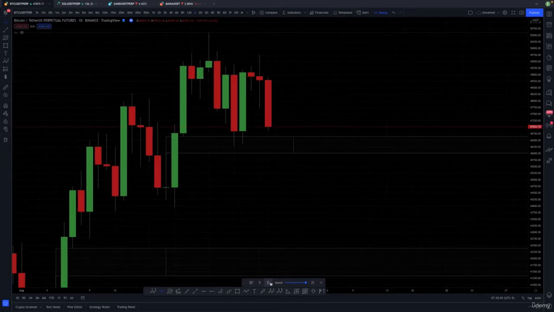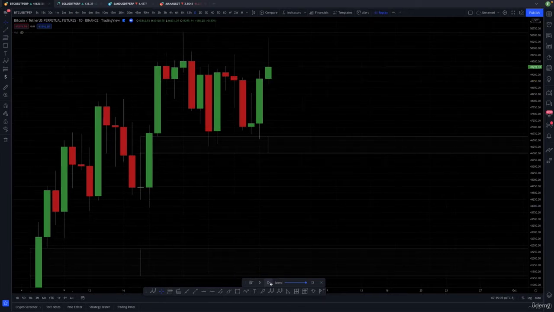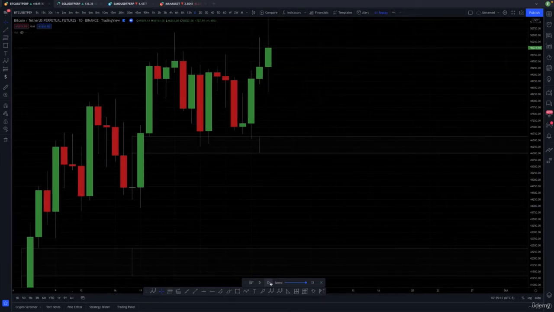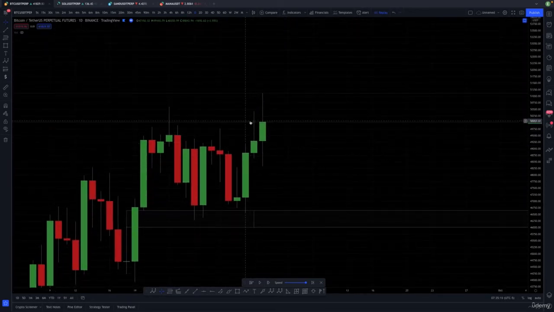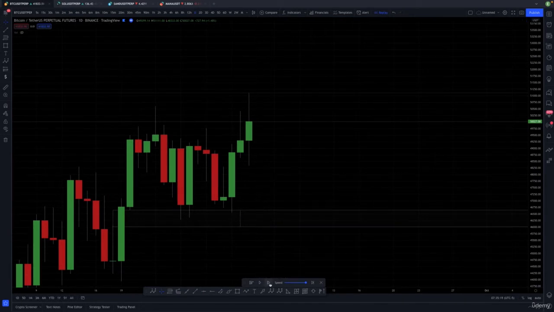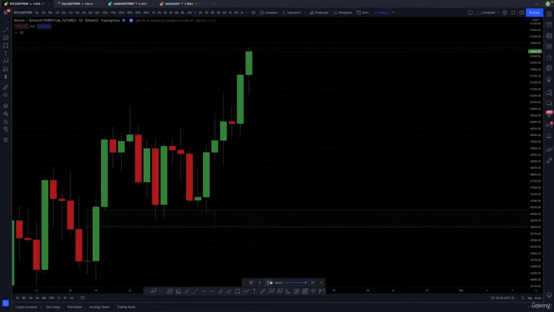So we'll just keep playing until we see some imbalance. As you can see, they are filling the imbalances very quickly here. We don't see any imbalance here. The price went up, came back down, wick to wick. We don't see any imbalance. So here we see a little bit of imbalance, but let's see what price will do.